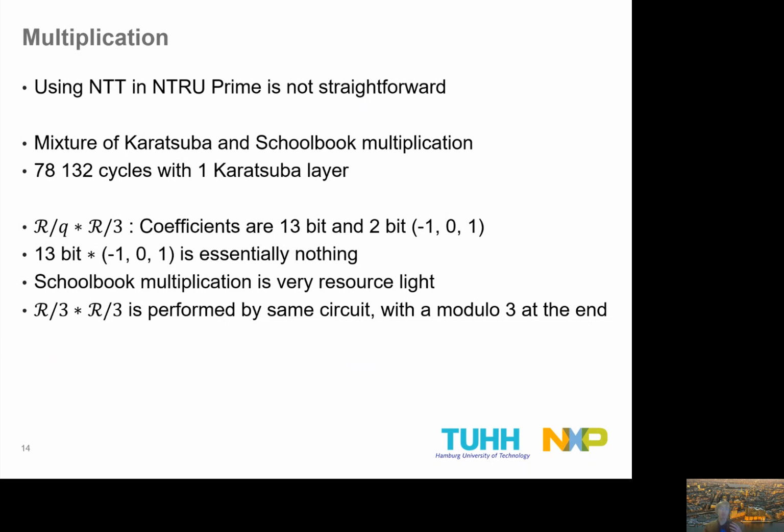When we have to multiply two elements in R3, this is actually done by the very same circuit. Just right at the end, we do a modulo 3 to ensure that the polynomial is still in R3. But otherwise, the operation is identical.